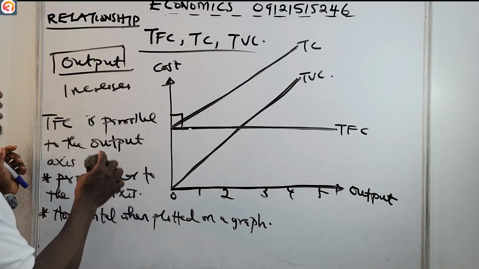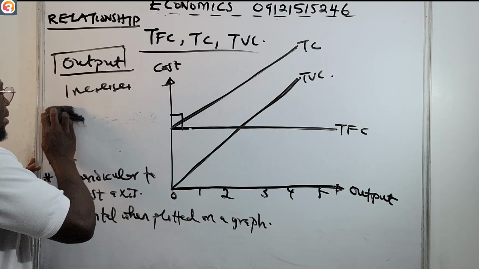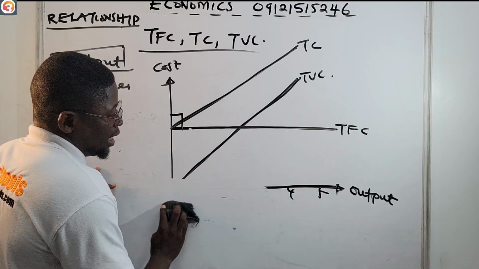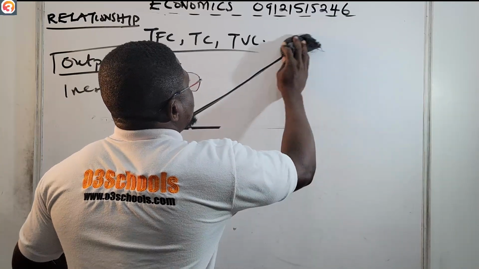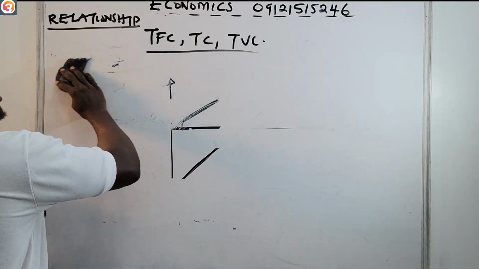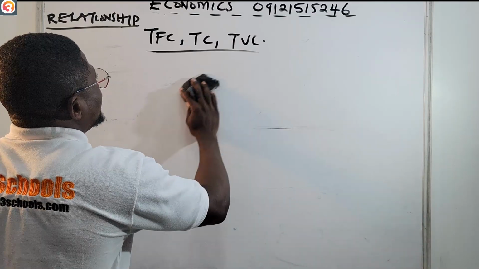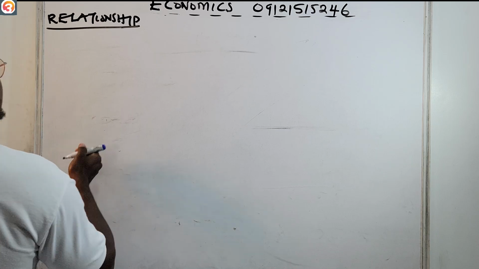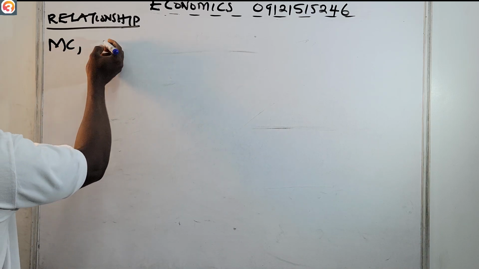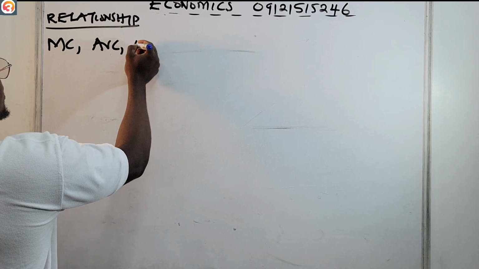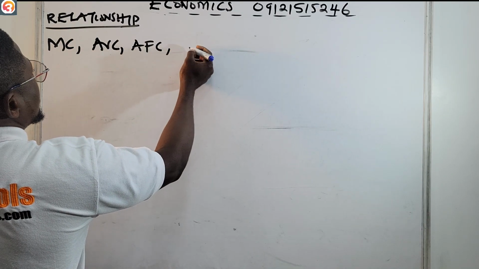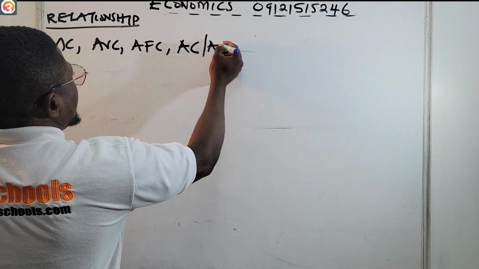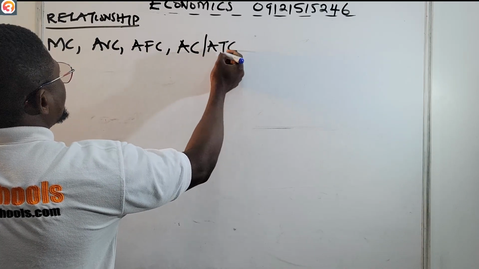All right, so that is TFC, TC, and TVC. Now let us see marginal cost, average variable cost, average fixed cost, and then average cost. Let us look at the relationship between those other four: marginal cost, average variable cost, average fixed cost, and average cost, or the one we call ATC, average total cost. These four.